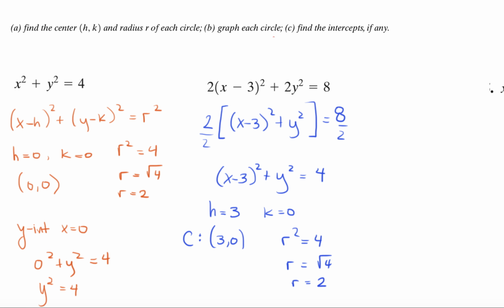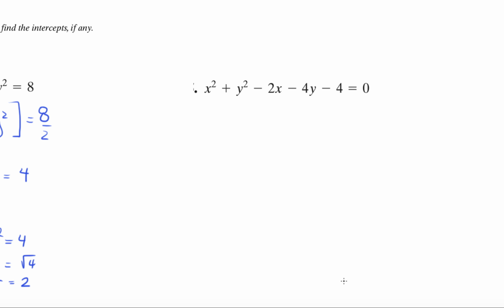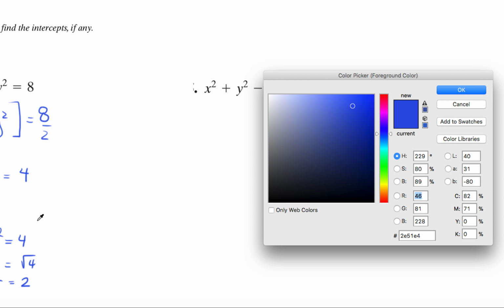Going to the next example. Ooh, now things get a little more serious. So brace with me.